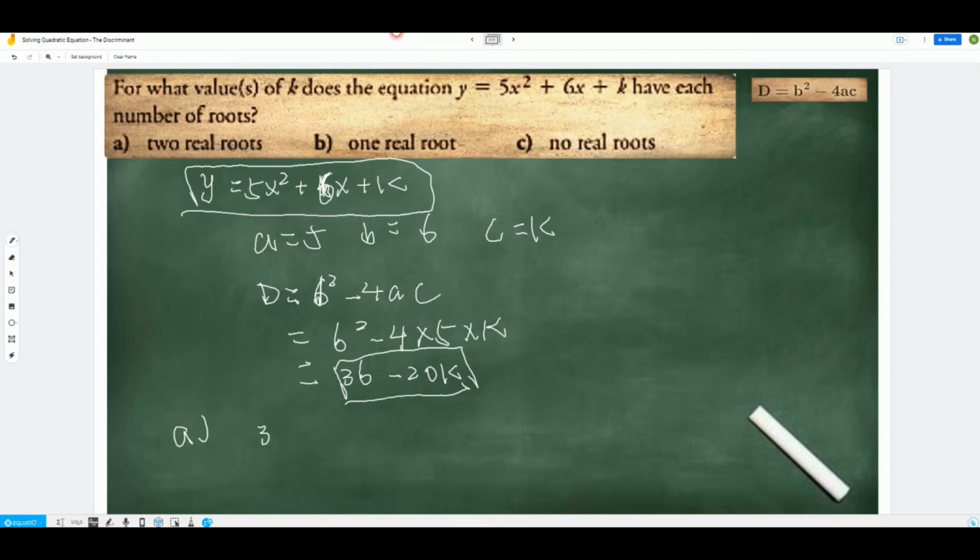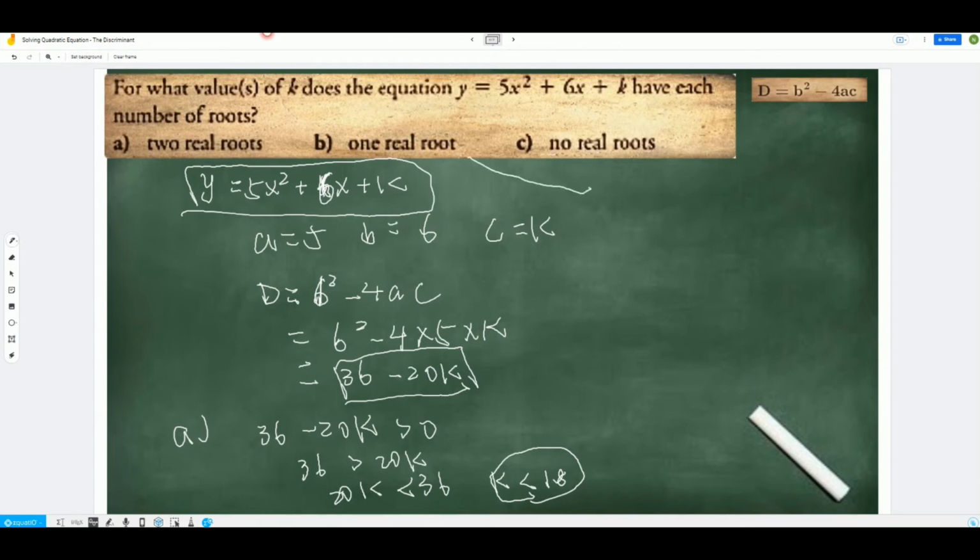Two real roots means 36 minus 20k is greater than 0, right? If greater than 0, we solve this inequality. 36, and we move 20k to the right, it becomes positive 20k. So 20k less than 36. Both sides divide by 20, so k should be less than 1.8. So if k is less than 1.8, we have two real roots.